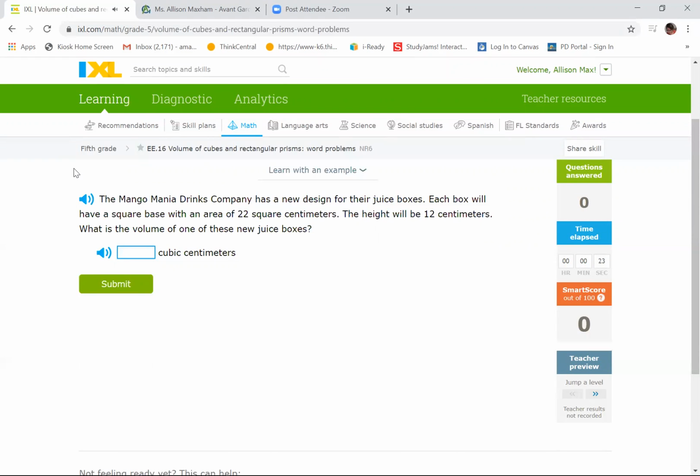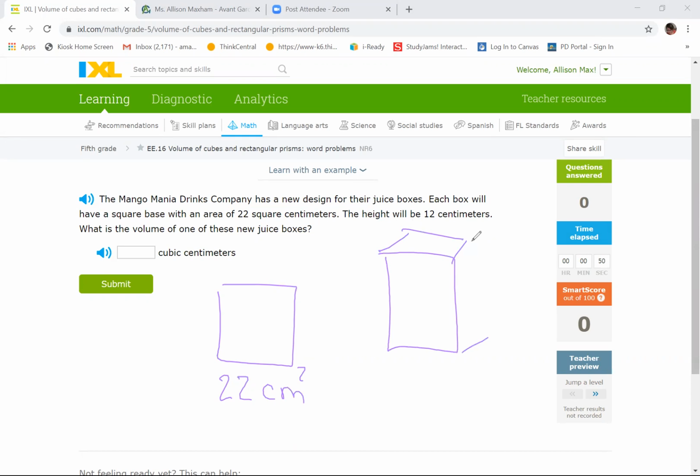Okay, this is great. Each box will have a square base. Let me draw my square base. And the area is 22 square centimeters, and that is the length times the width. Now they're telling me that the height will be 12 centimeters. So if I draw my juice box, I know that the base is 22, and I know that the height is 12.